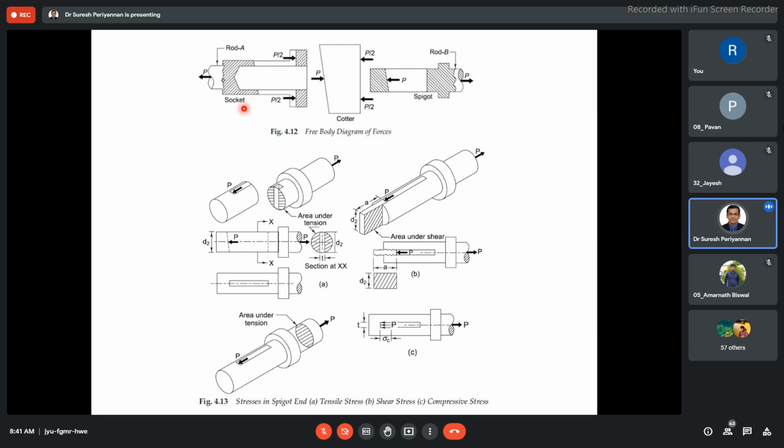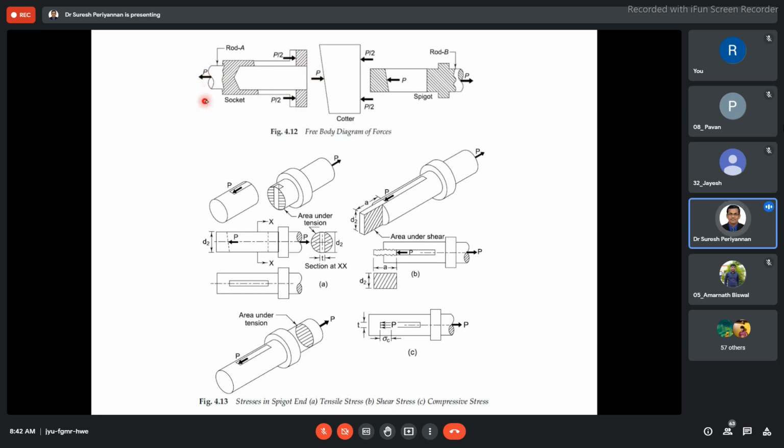Now see here, the force P is acting in the rod, a tensile force. Then at the top portion of the socket collar P by 2, and bottom force P by 2. But this is a right hand side force, so there should be a left hand side force for equilibrium of the component. The same amount of force is going to act in this quarter. Here this is the right hand side force, and this is the left hand side. The force acting at the socket end is P in the left direction.